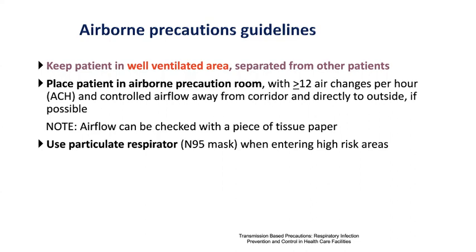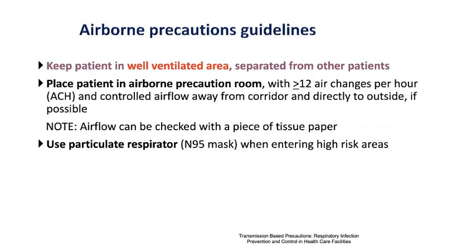So for these diseases spread in this way through aerosols, so-called airborne diseases, it's really important that you keep a patient in a well-ventilated area and separate from other patients. So what we do whenever possible is place this kind of patient in an airborne precaution room. And there is guidance about the number of air changes per hour, as you'll see. It's also important to think carefully about the flow of air. So you have to assume that if you have a patient that's infected, you can have him placed in a room that's being ventilated, but anything downwind of the patient is potentially going to be at risk of infection.